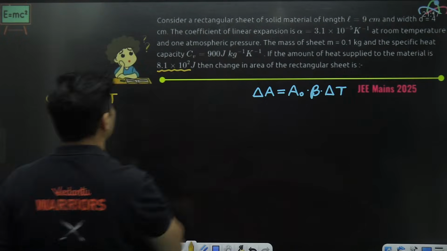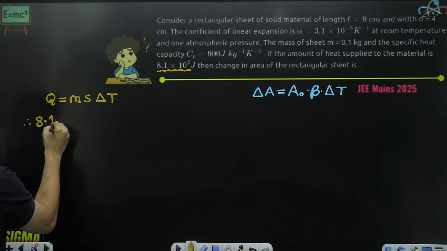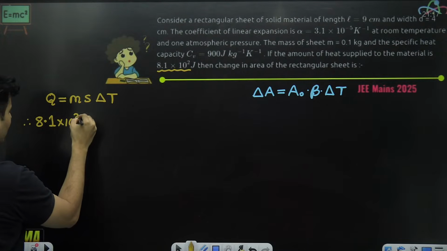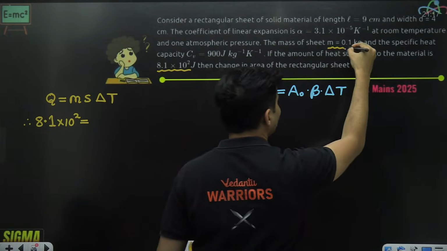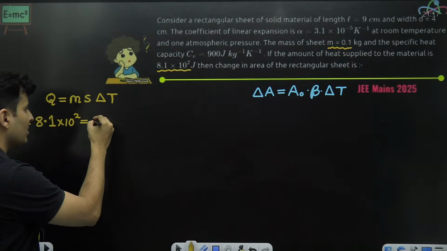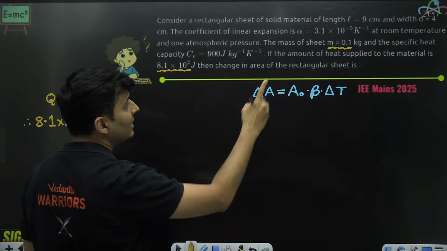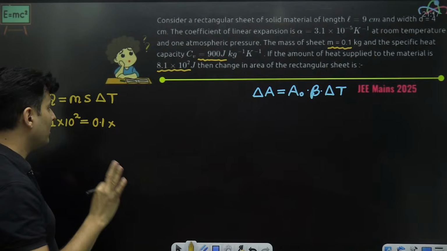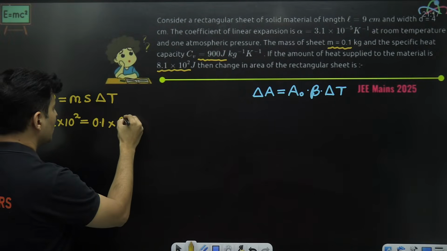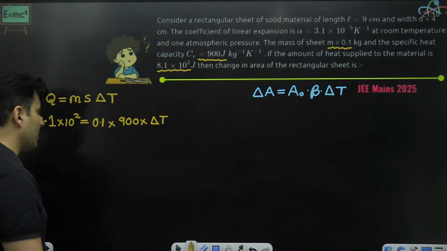Heat is given, which is 8.1 multiplied by 10 to the power 2. Is the mass given? Yes, the mass is 0.1 kg. So I'm just going to stick around with that, 0.1. Is the value of s given? Yes, the specific heat capacity is 900. Everything is in SI units, so I'm really glad about it. So 900. And finally, the change in temperature.